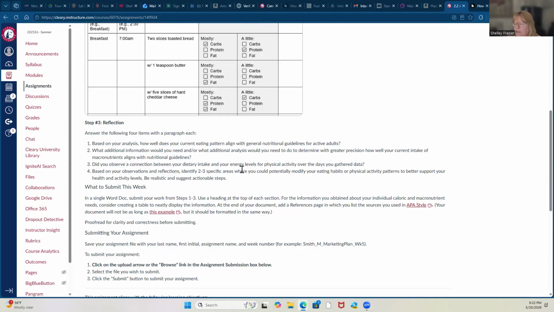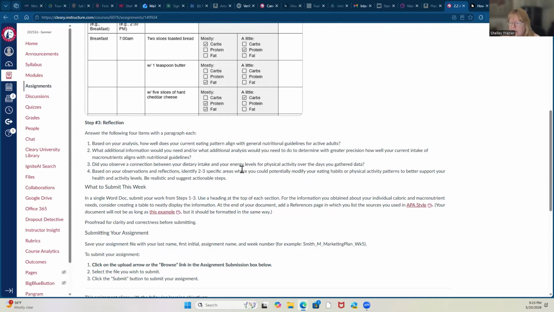Number three, did you observe a connection between your dietary intake and your energy levels for physical activity over the days you gathered data? Okay, this is truly a reflection. What do you think? I'm looking for your opinions. Okay, I don't want A's opinion on this one. I want your opinions.